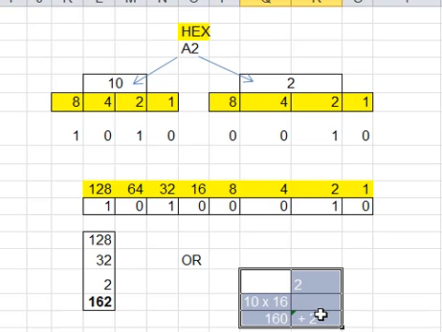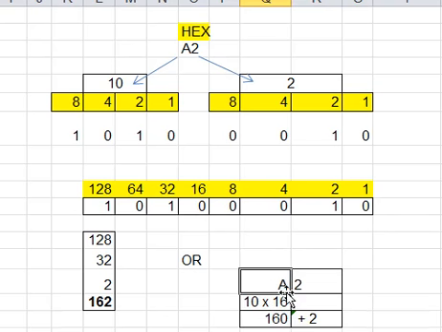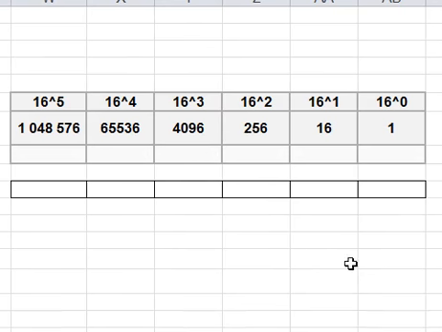Another way of doing this, perhaps a faster way, is if we know we have 2 in the right column, the left column is the number times 16, and we know that A is 10, so we say 10 times 16 equals 160. Then we add 160 to 2 and we come up with 162, and that is the decimal equivalent of the hexadecimal number A2. Let's look at hexadecimal again.